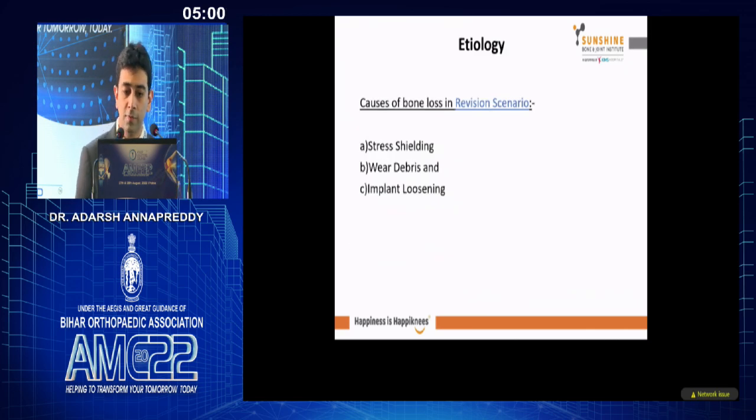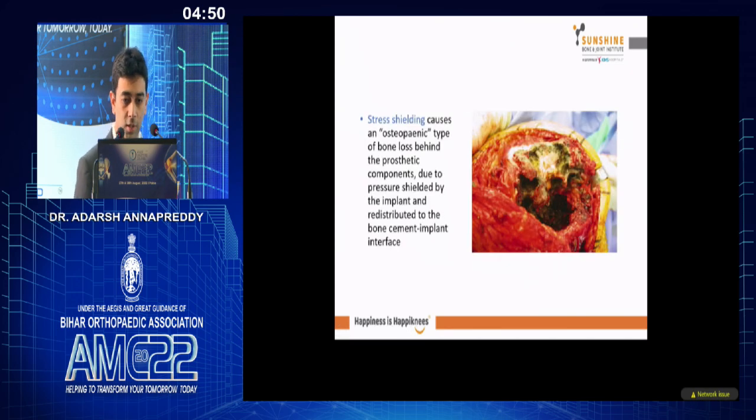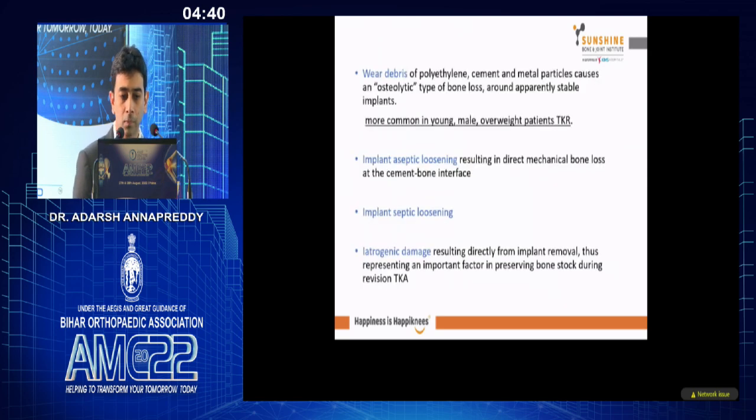So what about causes of bone loss in the revision scenario? One of three things: stress shielding, wear debris, and implant loosening. One of these three things can be the reasons for bone loss in a revision scenario. But the mechanism again is different. If it's stress shielding, it causes an osteopenic type of bone loss behind the prosthesis and is due to pressure shielding by the implant. But if it's wear debris causing the bone loss, it's more of an osteolytic type of bone loss, more seen in young, overweight males who've already had a TKR. Implant loosening can either be aseptic or septic. And of course, iatrogenic damage can also lead to bone loss.